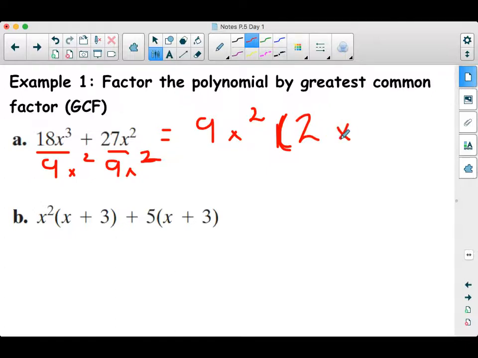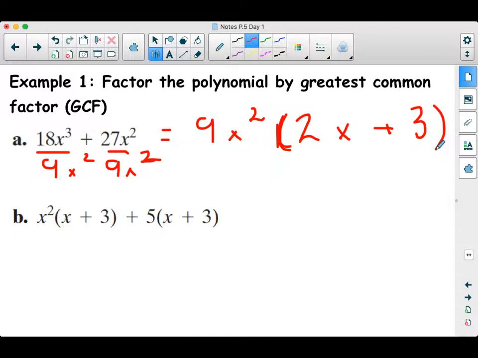The next term, when we divide 27x squared divided by 9x squared, 27 divided by 9 is 3. And then x squared divided by x squared is 1. So our final answer is 9x squared times the quantity 2x plus 3.